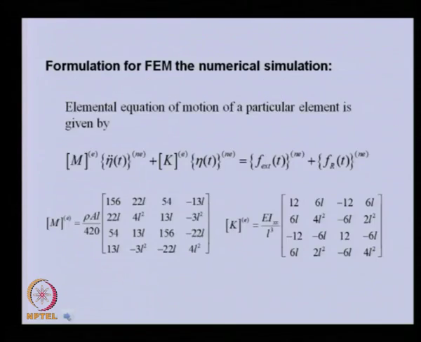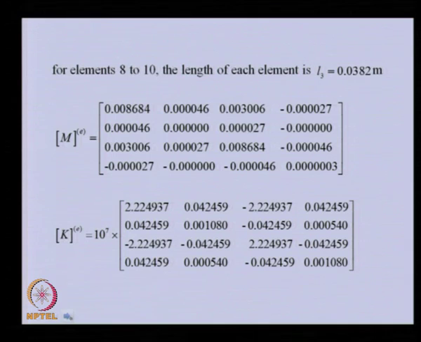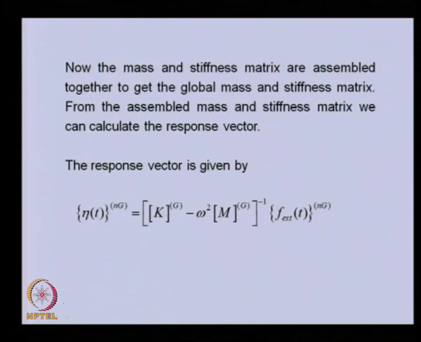So, once we have obtained the elemental mass and stiffness matrix of various elements, we can assemble them. That assembly procedure we already discussed. Even the boundary condition we can apply, the simply supported boundary condition we can apply, and then the force response can be obtained like this.